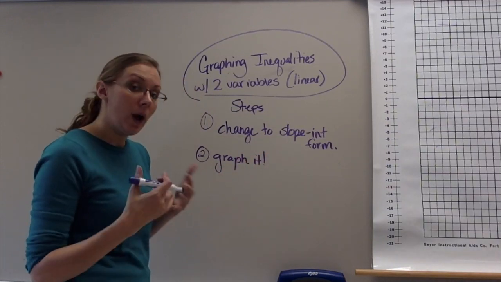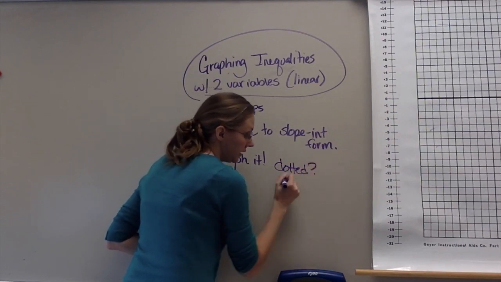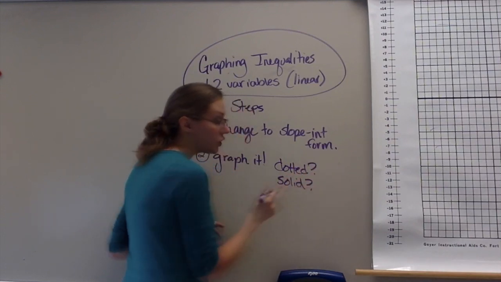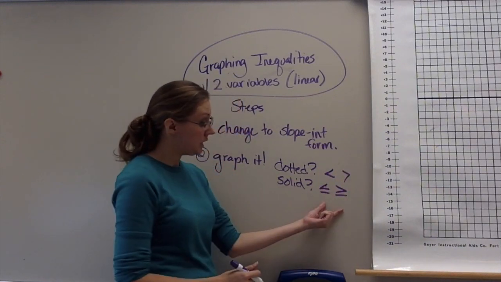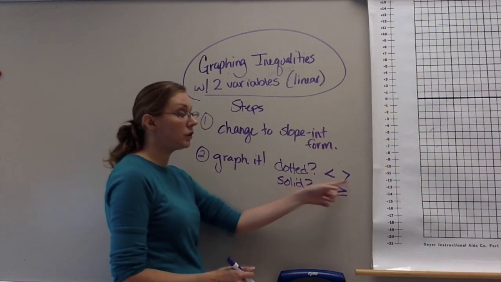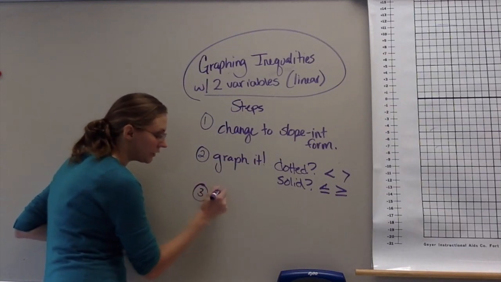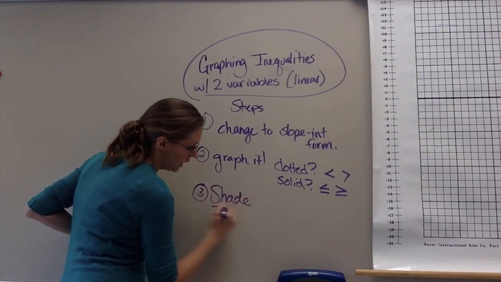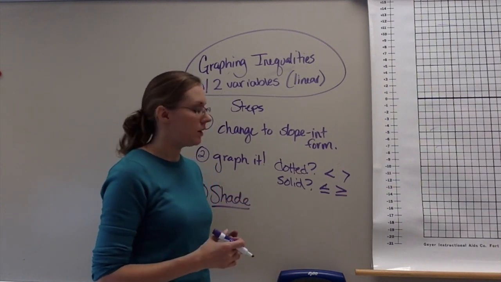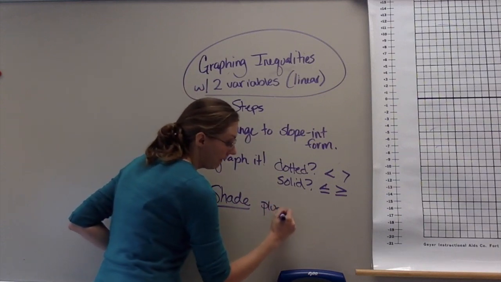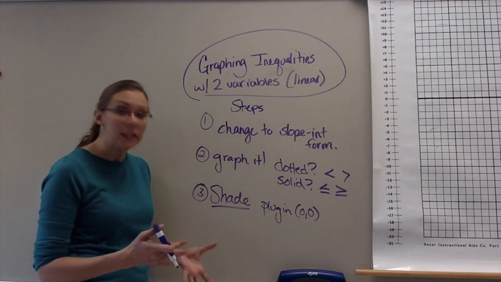But once I graph it, and while I'm graphing it, I should be asking myself, is it dotted? Is it solid? And I determine that by my two symbols. If they have the equal to underneath, it is going to be a solid line. If there's no equal to, it's just greater than or less than, it must be dotted. The last thing I must do is shade. And the shading, there are some shortcuts somewhat to it, but I really think you would benefit from plugging in 0, 0 and solving. Plug it in, see what happens.